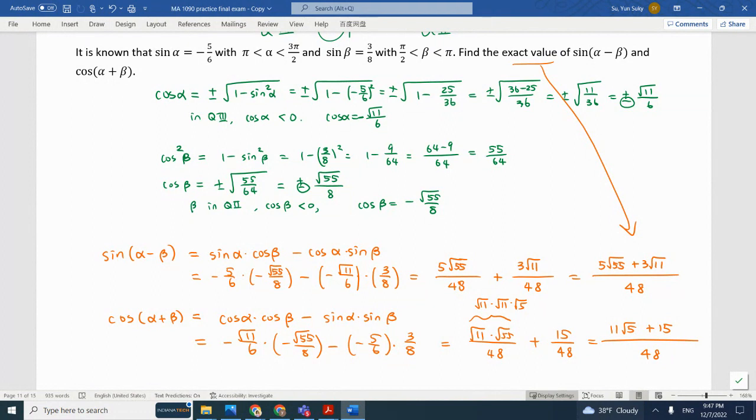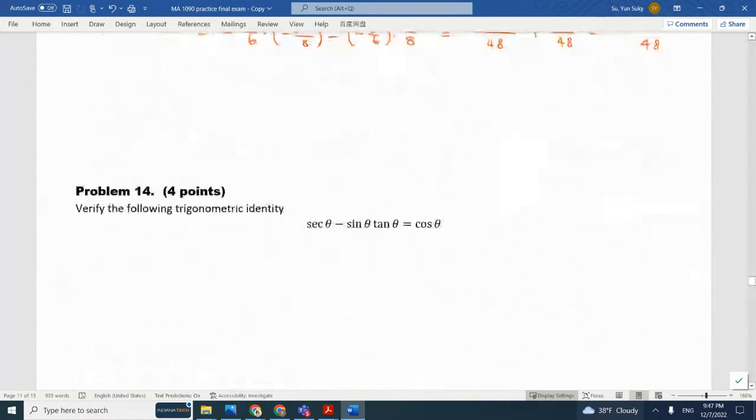Okay, so this is problem 13. Are you okay with problem 13? Please type 13 in the chat. Thank you. So, right, keep going.